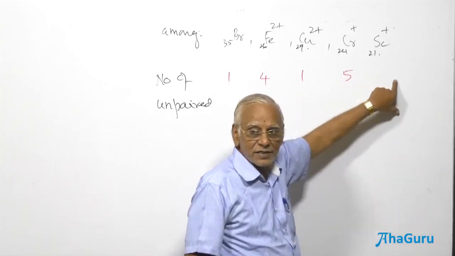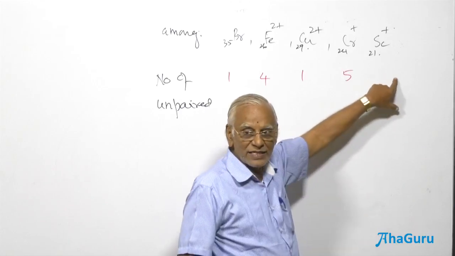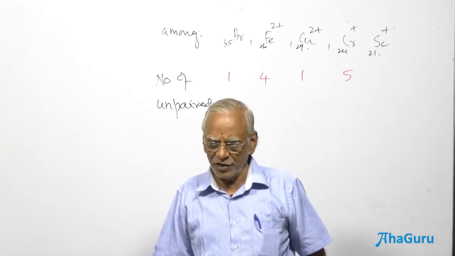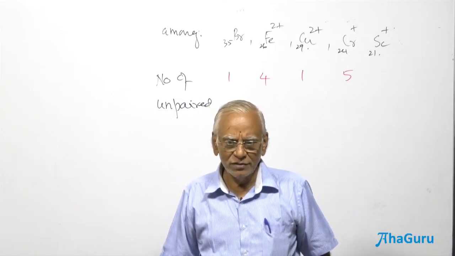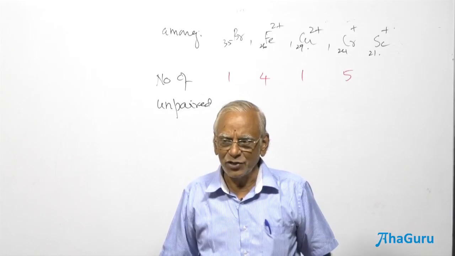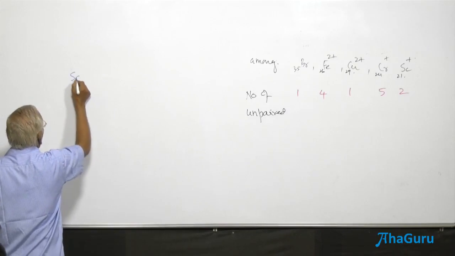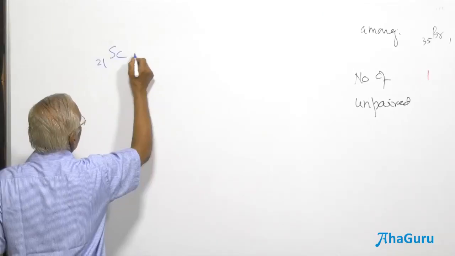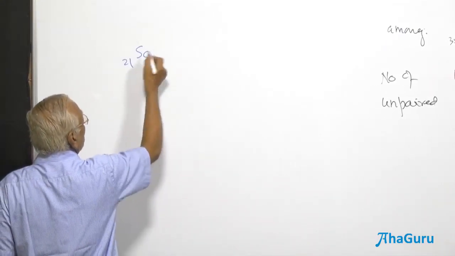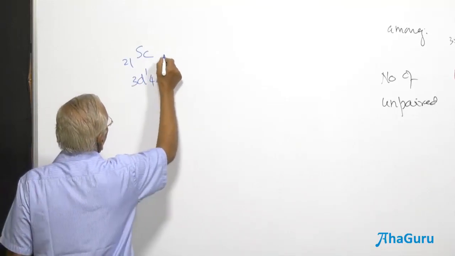Number of unpaired electrons in scandium? 1 or 0? What is scandium? What is the electronic configuration? 3d1, 4s2. 1 electron is going to be removed from the 4s2 only. So it becomes 3d1, 4s1. Scandium, 21. As per the Aufbau principle, 3d1, 4s2.